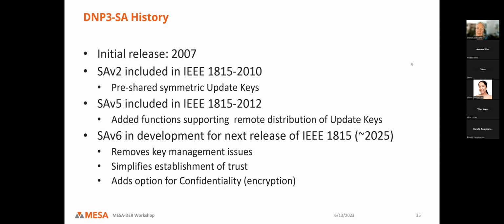Plus, we also recognize that devices are becoming more computationally powerful and have more scope to do these things. So the underlying mechanism in SAV6 is relying on a public key infrastructure kind of process. So it's a move away from the distribution of symmetric keys that we've relied on in SAV2 and SAV5.